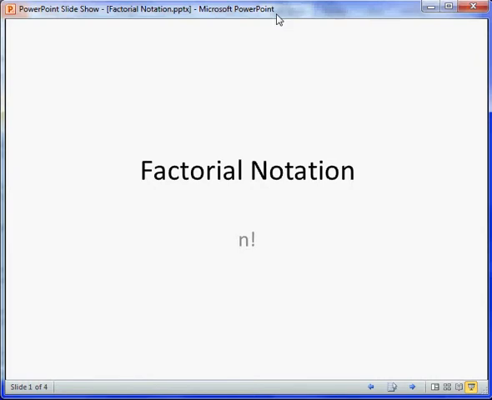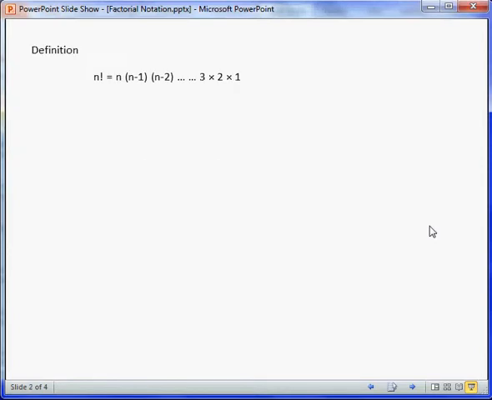Okay, hi everyone. Here's just a really quick video about factorial notation. You'll see that when we use this exclamation mark, that's called factorial notation. What it actually means, n factorial is n times n minus 1 times n minus 2 times all the way down to 3 times 2 times 1. To make that a little bit simpler, here are some examples.